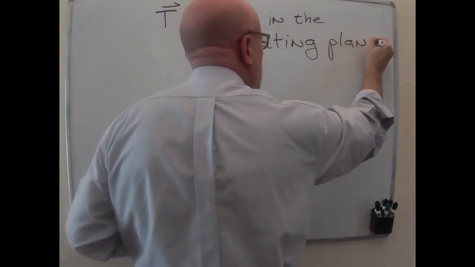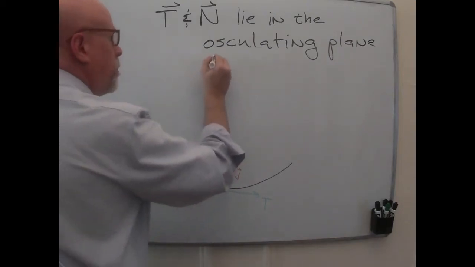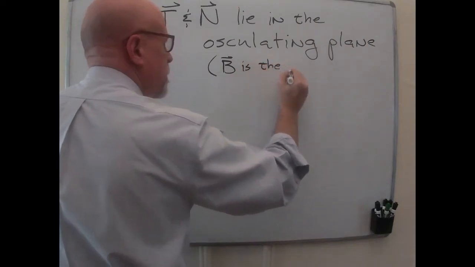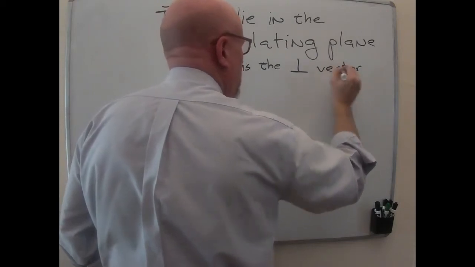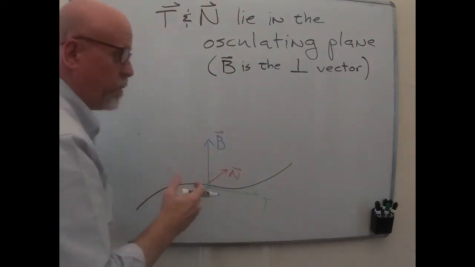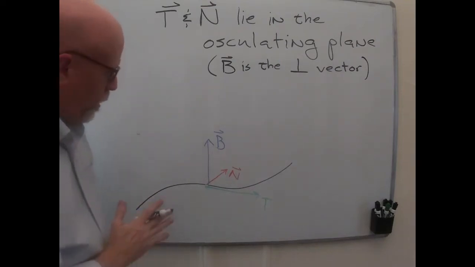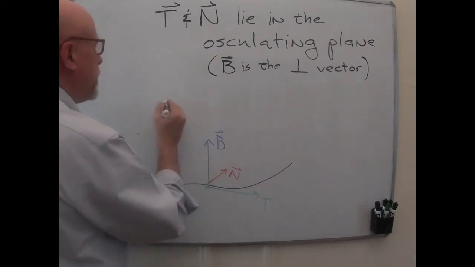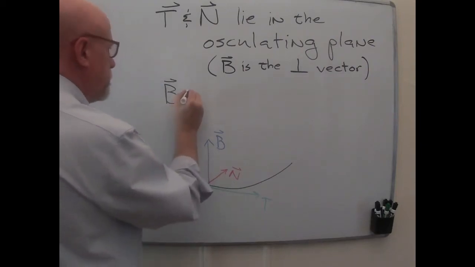What's the normal vector for the osculating plane? It's the third one that's not mentioned. B would be the normal vector. Let me just write perp vector. I don't want to confuse you with the two uses of the word normal vector. We do talk about the normal vector N, and then there's also the normal vector to a plane. So let's just say the perp vector. Does that make sense? And I already mentioned the plane that includes N and B. So B and N lie in the normal plane.